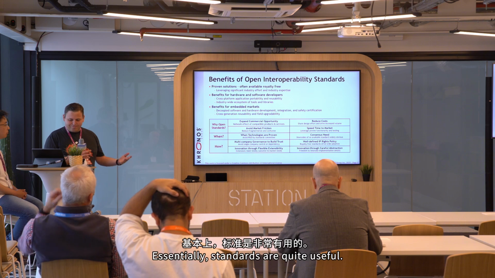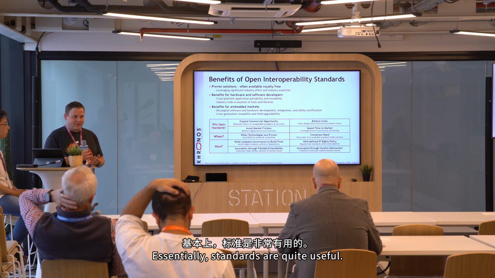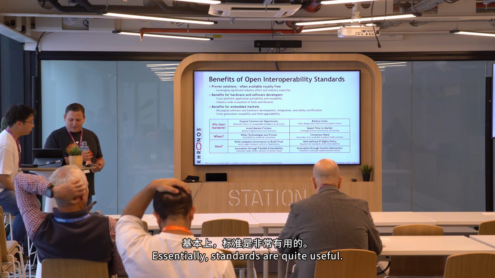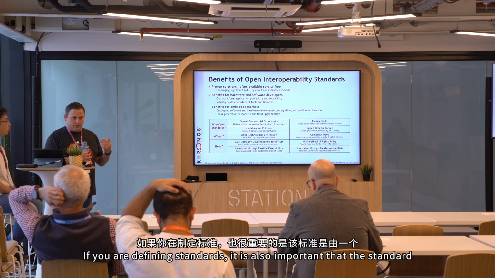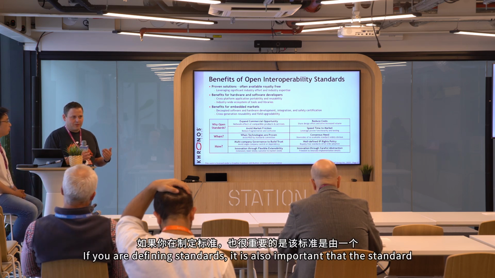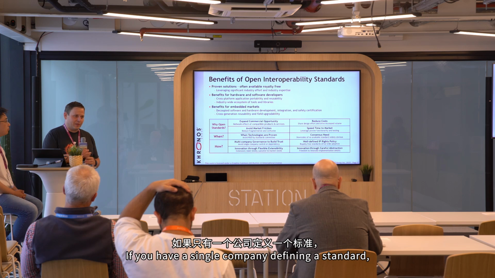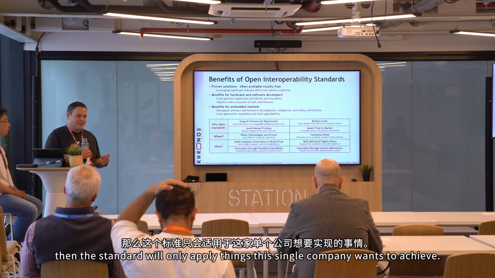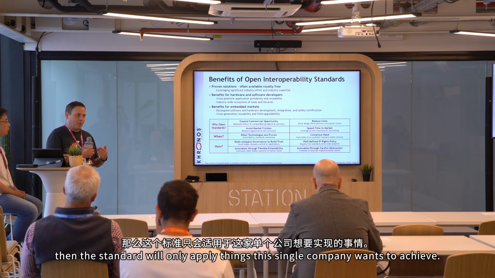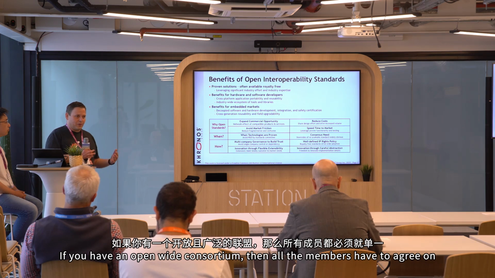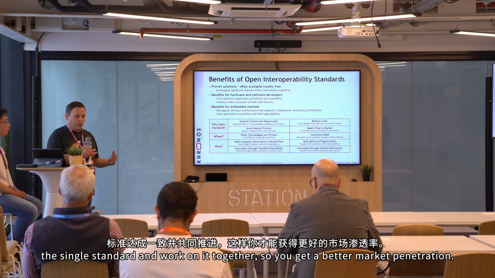So essentially, standards are quite useful, and if you're defining standards, it's also important that the standard is defined by an open consortium and not by a single company. If you have a single company defining a standard, then the standard will only include things this single company wants to achieve. If you have an open, wide consortium, then all the members have to agree on the single standard and work on it together.